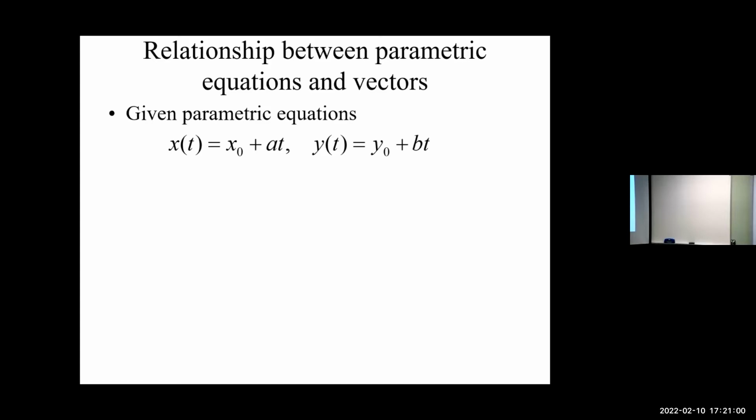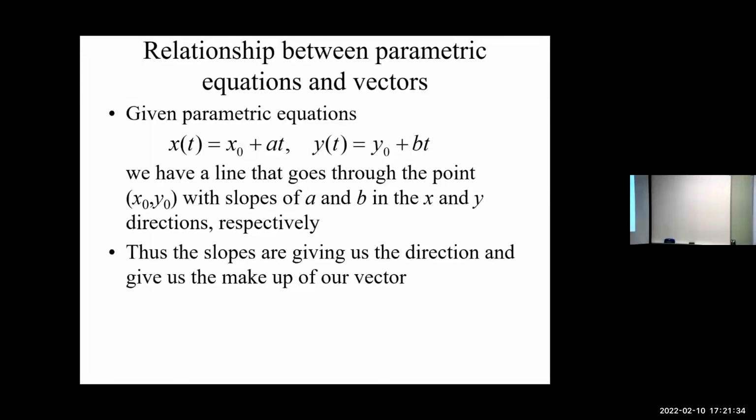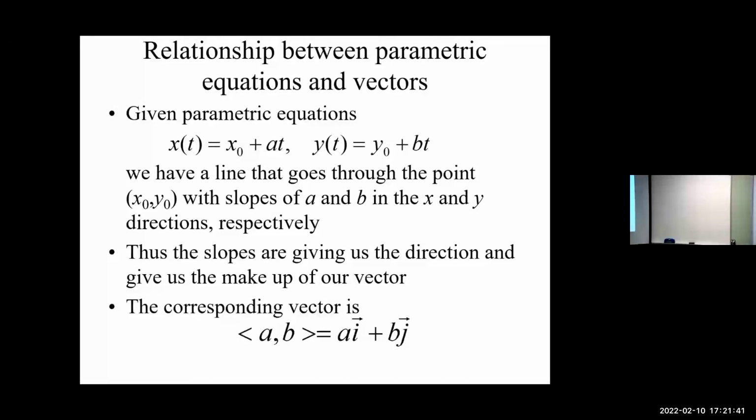So this would be parametric equations that go through a point x0, y0, and they have a slope of A in the X direction and B in the Y direction, okay? Now we're used to thinking of slope as rise over run because we're looking at a function. When we're doing parametric equations, we think of each variable as having its own slope. That's a good thing though, because that allows us to relate this very easily to vectors, because those slopes give us the direction in X and the direction in Y. Therefore, the vector that is parallel to this line that we're given is AB.